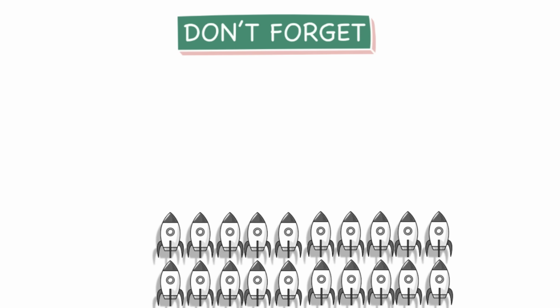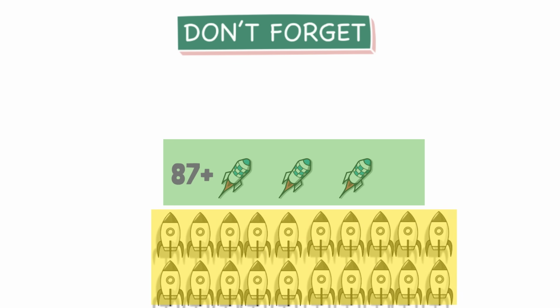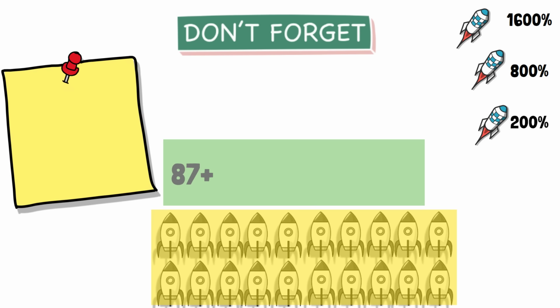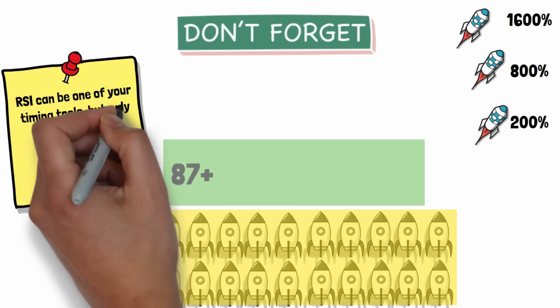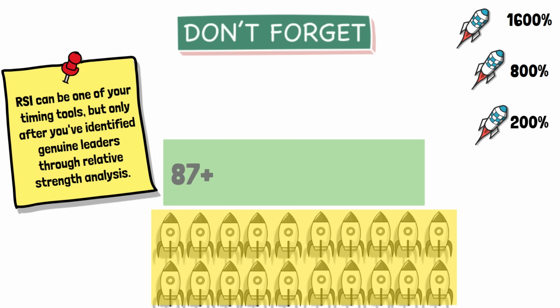Don't forget, relative strength identifies the leaders before they make their biggest moves. The average RS rating of major winners was 87. They were already outperforming 9 out of 10 stocks before their explosive advances. RSI can serve as one of your timing tools, but only after you've identified genuine leaders through relative strength analysis.